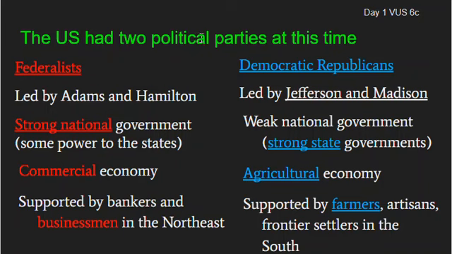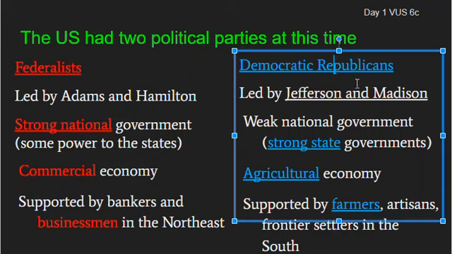And at this time, there were two political parties. There were the Federalists. They were led by Adams and Hamilton. They believed in a strong national government with some powers to the states. They also wanted a commercial economy, and they were supported by bankers and businessmen in the Northeast. Whereas the Democratic Republicans were led by Jefferson and Madison. They wanted a weak national government and strong state governments. They believed in an agricultural economy, and they were supported by farmers, artisans, and frontier settlers in the South.